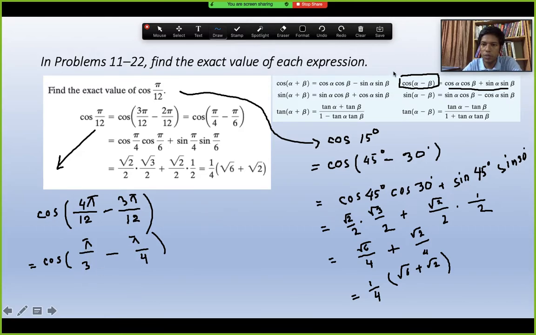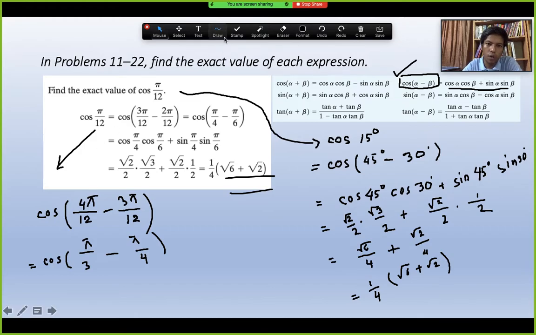Now we can continue with this formula. Then this will give us cos pi by 3, then cos pi by 4, then plus sine pi by 3, sine pi by 4, and then we can put the value. You will see that the same answer will come here. So we can break it down, and then we can apply some formula to get the exact value. This is the technique. This is the idea behind all this maths.